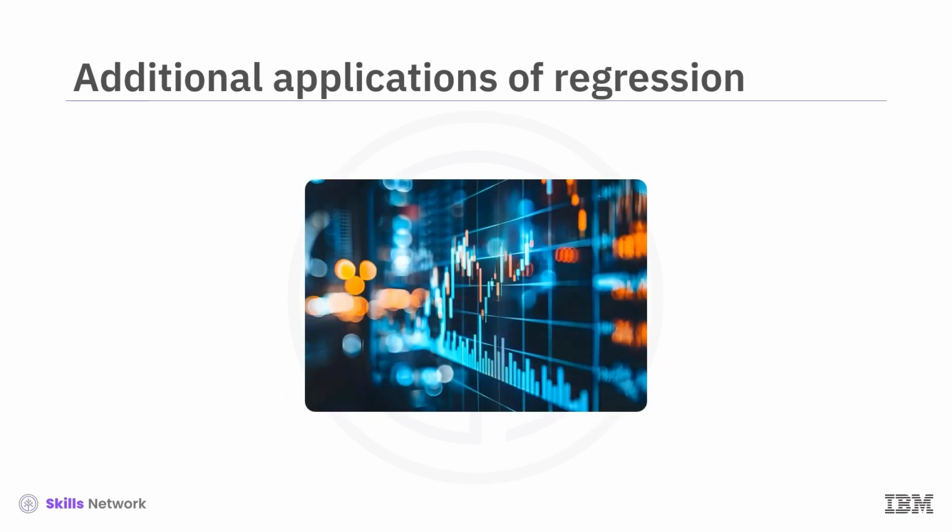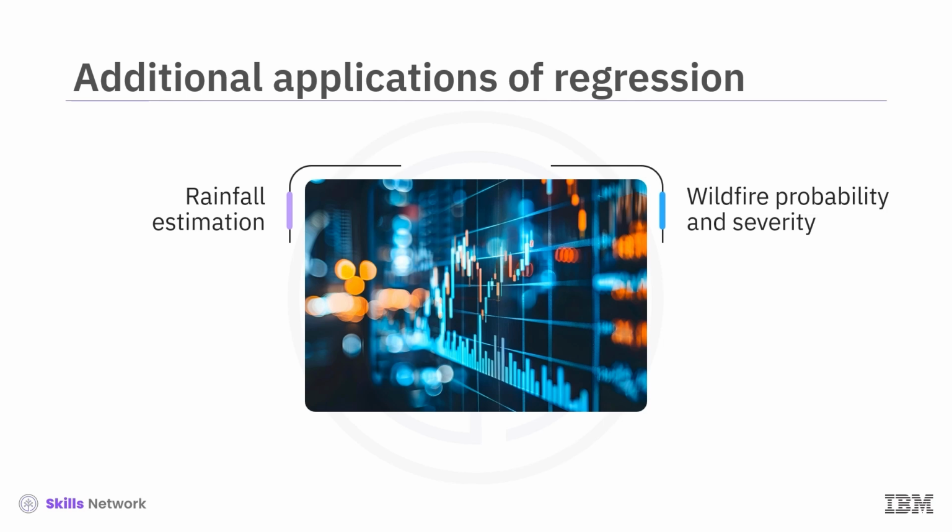Let's examine additional sample applications of regression. You can use regression to estimate the rainfall in a region based on meteorological factors, such as temperature, humidity, wind speed, and air pressure. It can also be used in the field of environmental protection, for example, to determine the probability and severity of wildfires.